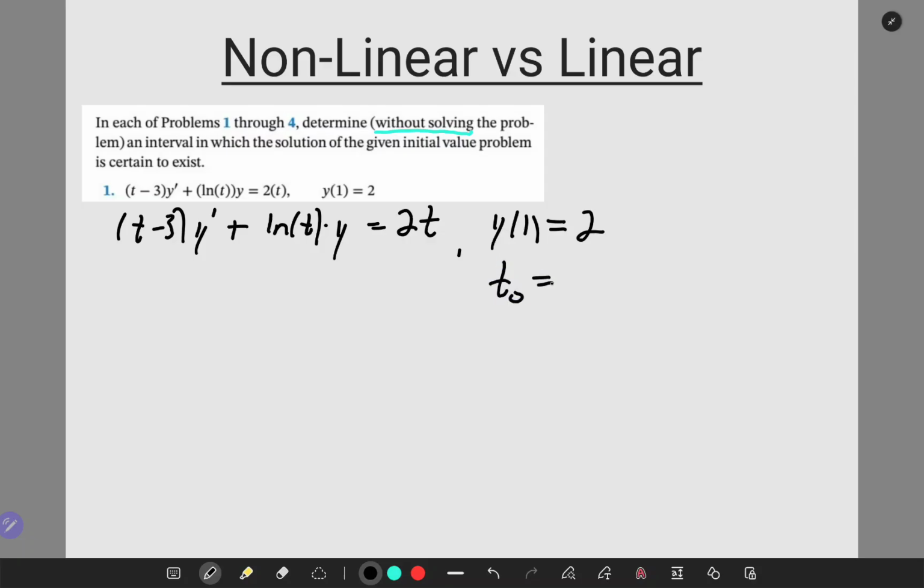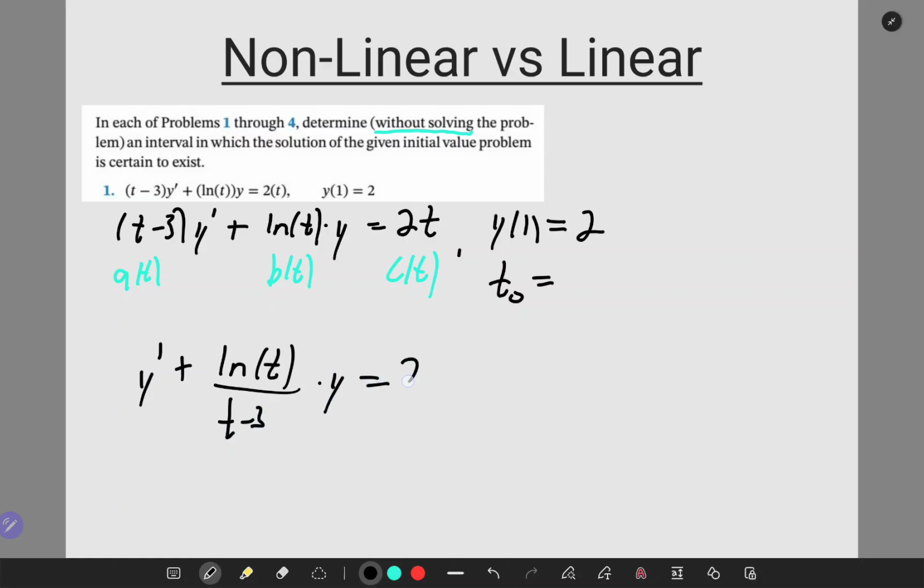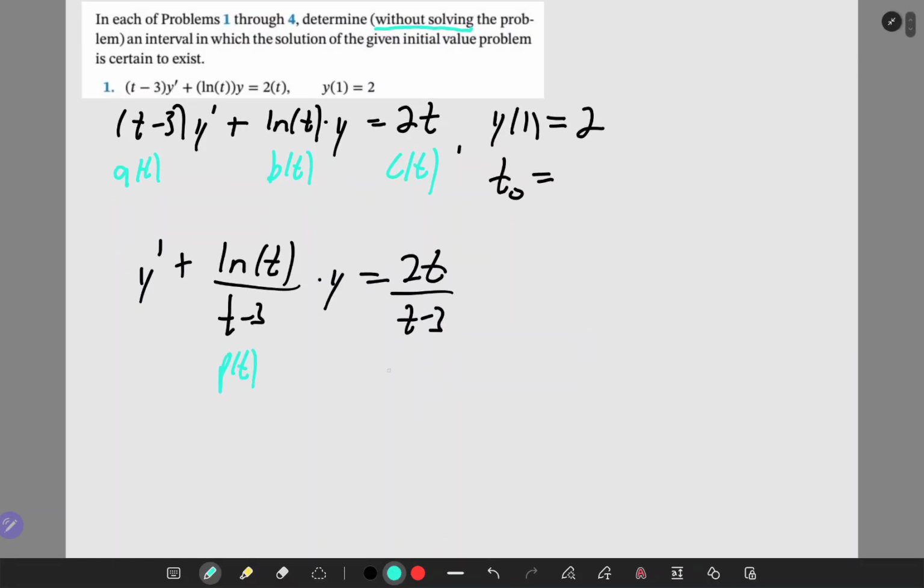We know, remember from the existence uniqueness theorem, this, first of all, let's define this. This first problem is linear, correct? Because we can see it's in this A of t, B of t, C of t form, right? We have to convert it into our standard form by dividing everything by A of t. We're left with y prime plus the natural log of t over t minus 3 times y is equal to 2t over t minus 3. So that leaves us with our p of t and our g of t, or q of t, whatever.